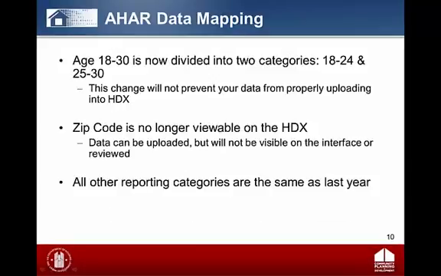Please recall that the AHAR submission requirements report separately on the number of persons aged 18 to 24 and 25 to 30 as they did last year. The question recording zip code of last permanent residence has again been hidden from view for the 2016 AHAR. This data element may still be included in an XML upload, but data corresponding to that question will not show up on the HDX.